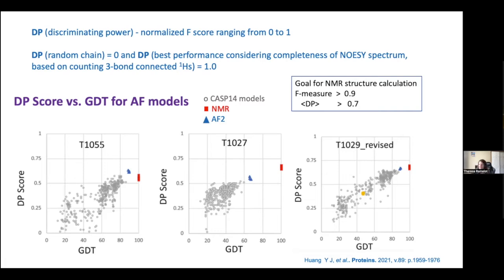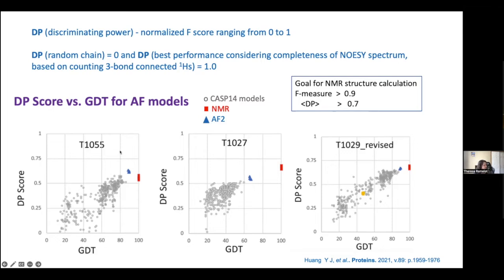So this is something that we, and myself, used in the NESG when I was solving NMR structures, to see how good my structure was. We really want the F measure to be greater than 0.9. We want the DP discriminating power score to be better than 0.7.